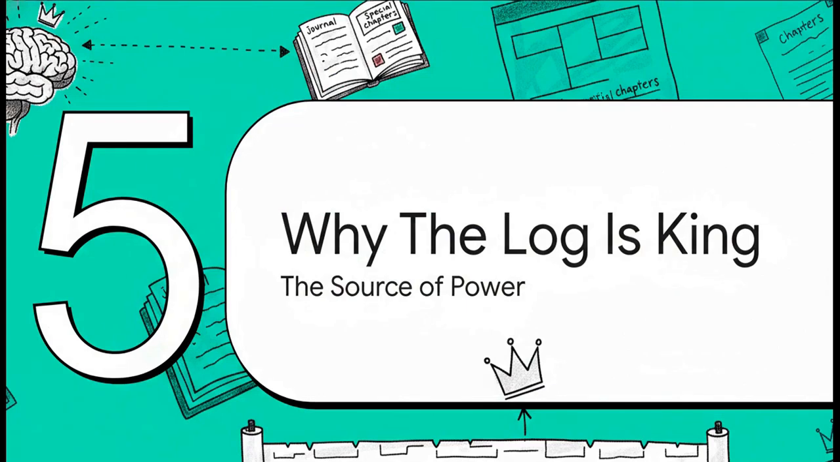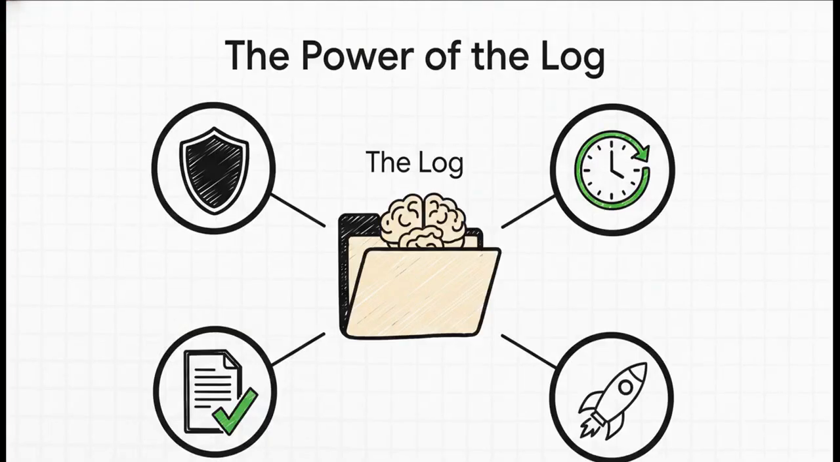All right, so let's zoom back out for a second. We've dissected the brain, we've looked at its journal, its summaries, and some of its special chapters. But why does any of this really matter? Why is the log king? Because this simple, elegant design is the source of all of Delta's power.